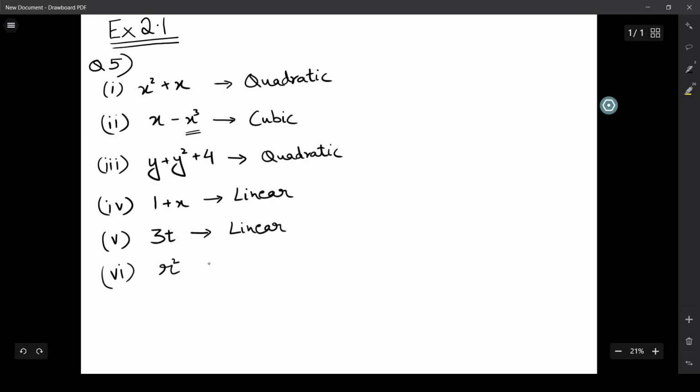The sixth part is r square. Now the variable r over here has the power 2, and it's the only term in this polynomial. So degree 2 polynomials are called quadratic polynomials. The seventh part is 7x cube. Here the highest power of the variable x is 3, making this a cubic polynomial.